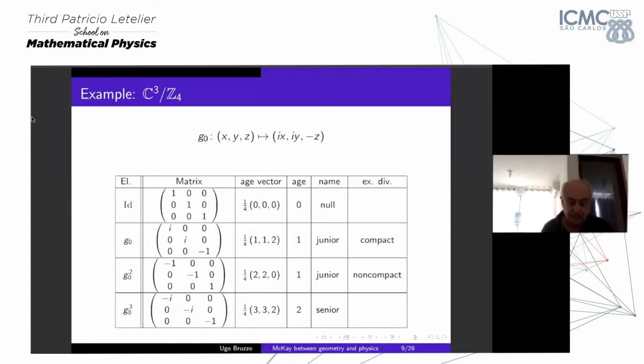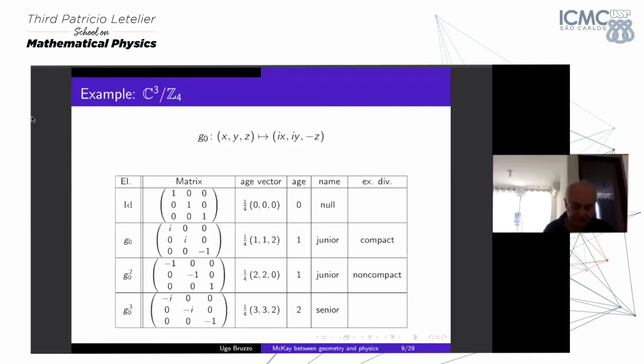So we consider Z4 with an action on C3 given in this way. This g0 is the generator of the action. i is the imaginary unit. This is clearly an action of Z4, a representation of Z4. And of course, we have four elements: the identity, g0, g0 squared, and g0 cubed. And we see that g0 and g0 squared are junior, and g0 cubed is senior. It's a very simple computation, right? Everything is diagonal here, so you get immediately the answer.